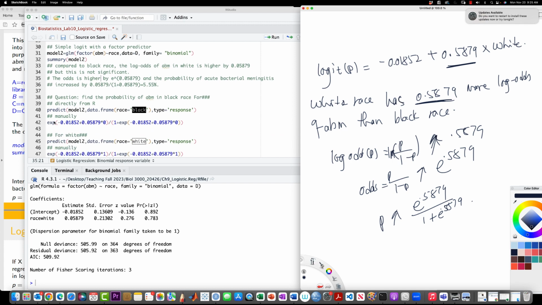Now the thing is, as we did in the last example for the numerical x value, if you want to predict, find the probability of ABM in the black race.